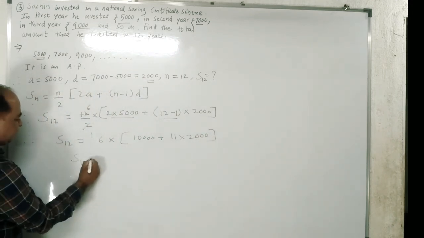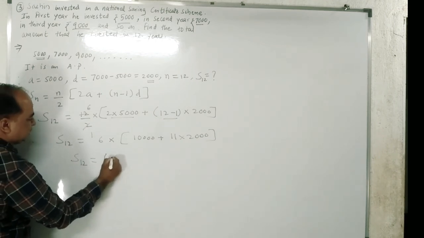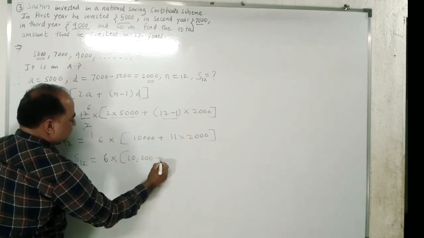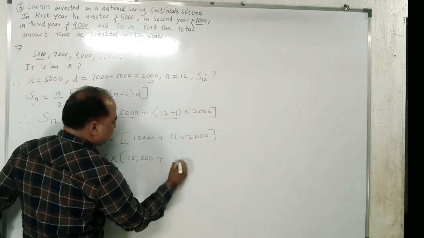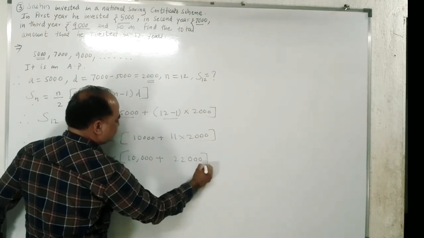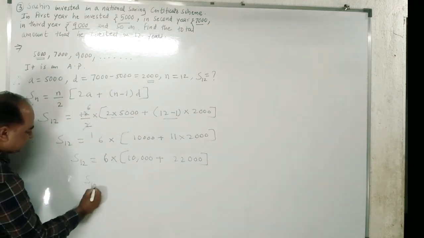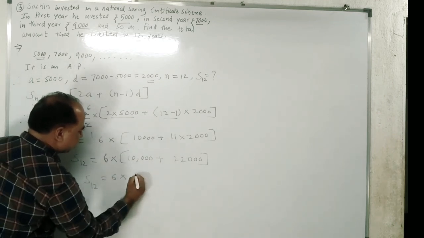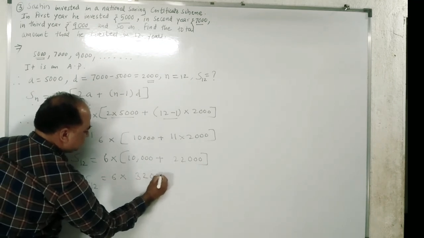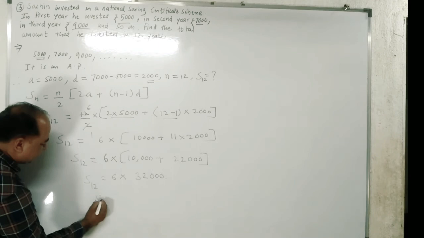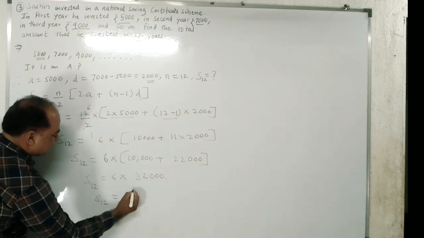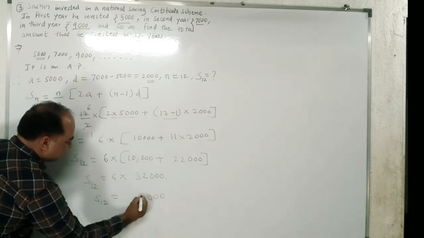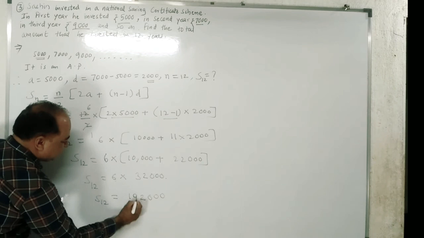Therefore S12 is equal to 6 into 10,000 plus 11 2s are 22,000. That is, S12 is equal to 6 into 10,000 plus 22,000, which is 32,000. After multiplying, we'll get S12 is equal to 6 zeros are 0, 0, 0, 3 zeros, 6 2s are 12, 1 carry, 6 3s are 18, and 19.